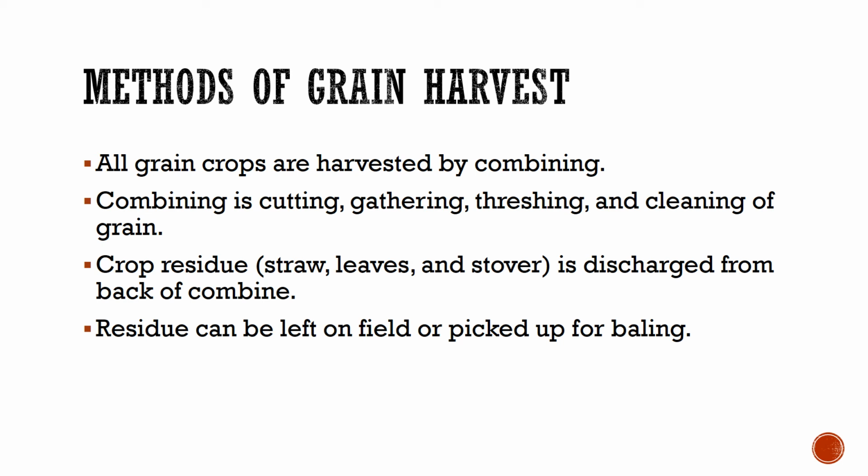So what do we do with the crop residue? If we harvest wheat, we have wheat straw. What do we do with that? Some people bale it up, some people leave it on the ground to decompose into the ground for organic matter. So different management systems require different ways of doing things. And then that residue, like we talked about, can be picked up for baling or be left on the ground to decompose.